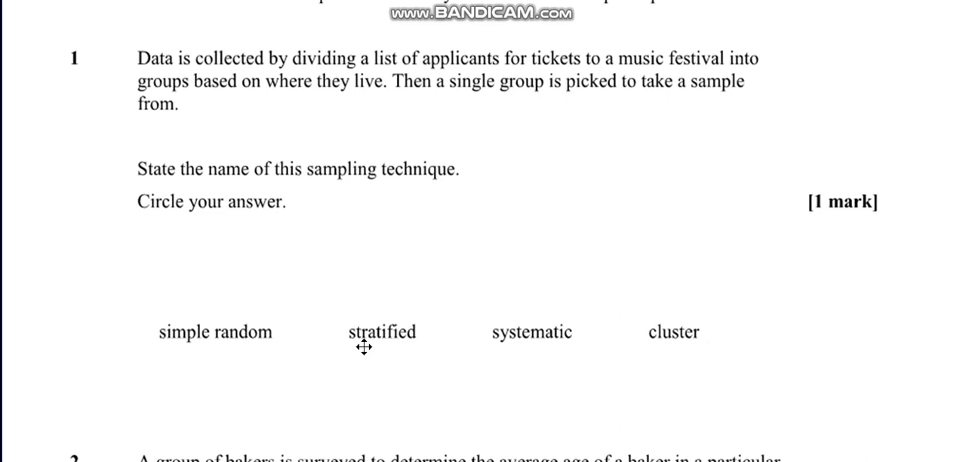Systematic, we would label every person and then pick every nth person. We're not doing that. This is cluster sampling. Okay, the clusters are the areas that they live in. Okay, so we've divided the area into clusters, and then you've picked one cluster and taken the sample from there. So that's cluster sampling.